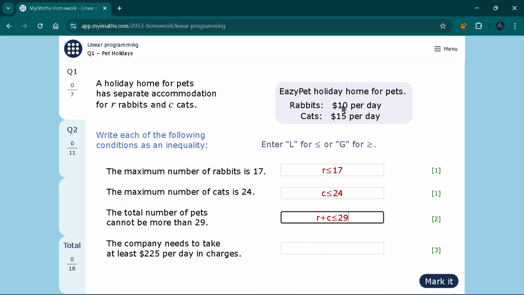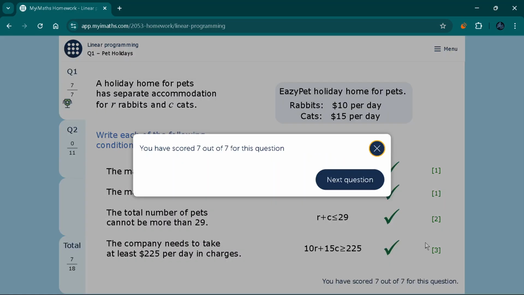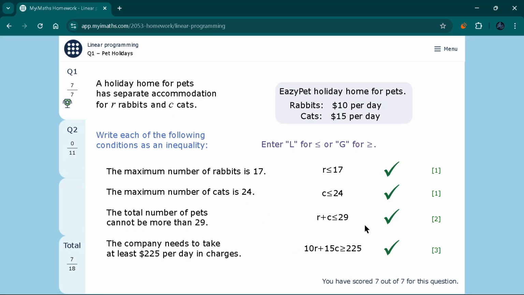The last one, it's $10 per rabbit per day. So if we want to know how much to pay for the rabbits, you need to multiply it by 10. And then for the cats, that would be 15C. Do not put C15, that would be wrong. It's always the number, then the letter. At least, this is now the other one, it needs to be more than or equal to 225. Okay.